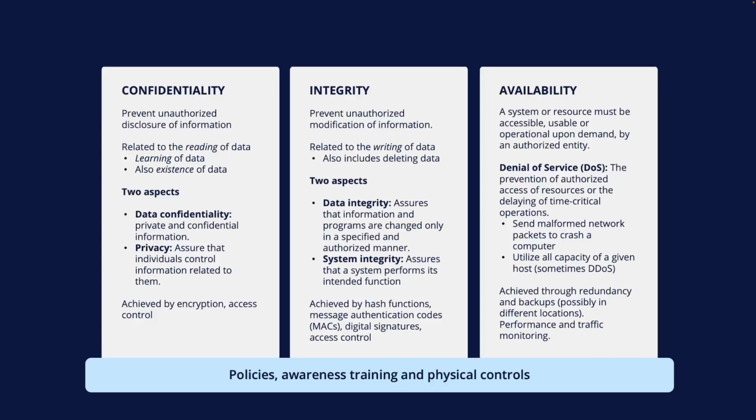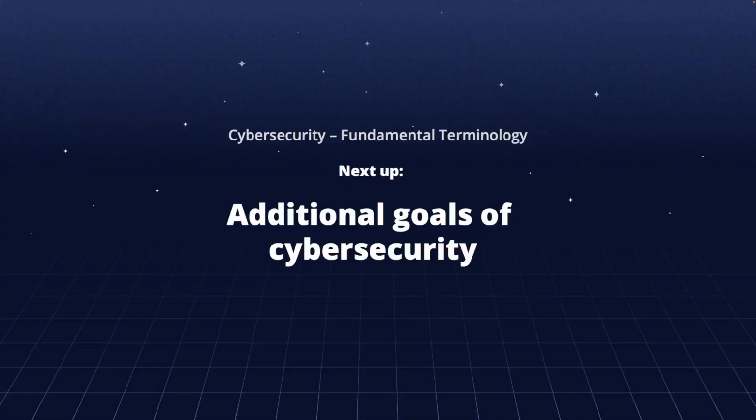In addition to the controls listed here, also policies, awareness training and physical controls can be seen as measures that help achieving the different goals of the CIA Triad. The CIA Triad forms the most fundamental goals that we try to achieve in cybersecurity. There are of course several other goals as well. Some of these will be discussed in the next part.